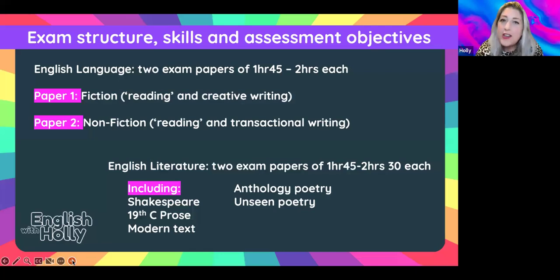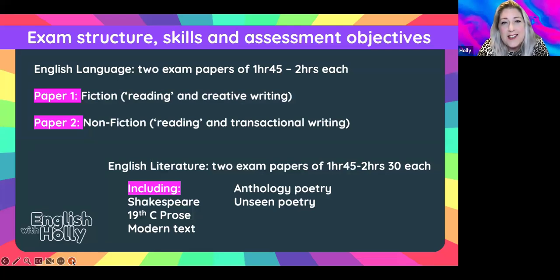The English literature GCSE is also 2 exam papers, and they range from 1 hour and 45 to 2.5 hours. And that includes things like Shakespeare, 19th century prose, a modern text, which for many of you will be An Inspector Calls, and the anthology of poetry. It might be power and conflict, or love and relationships, or identity, and there's a few other clusters as well.